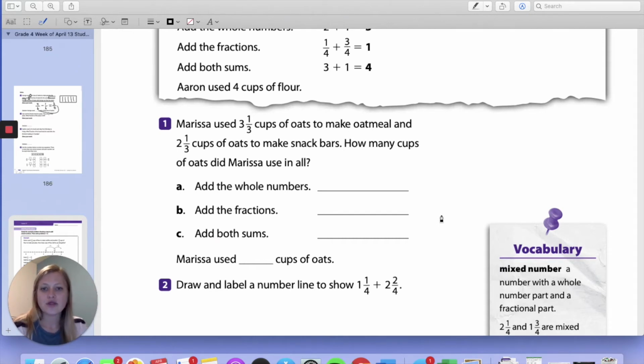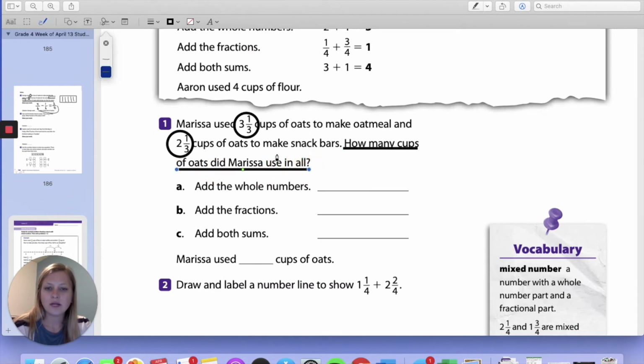Marissa used 3 1/3 cups of oats to make oatmeal. Okay, so I see a number. I'm going to circle it using my cubes. To make oatmeal, and 2 1/3 cups of oats to make snack bars. How many cups of oats did Marissa use in all? Okay. So I'm underlining my question.